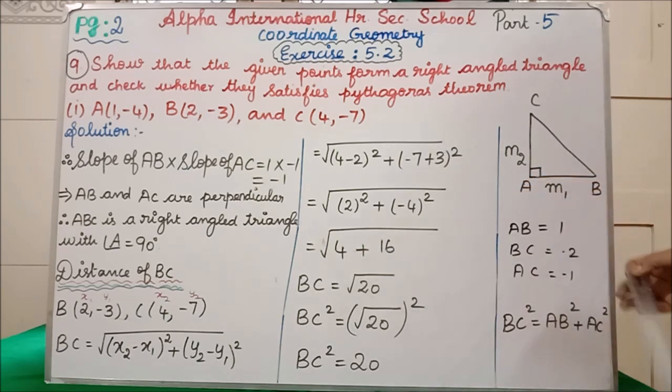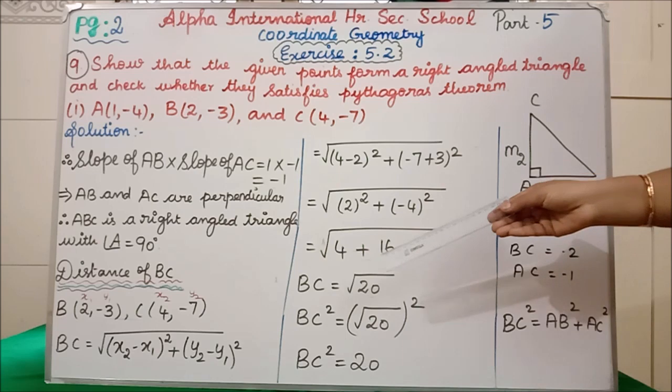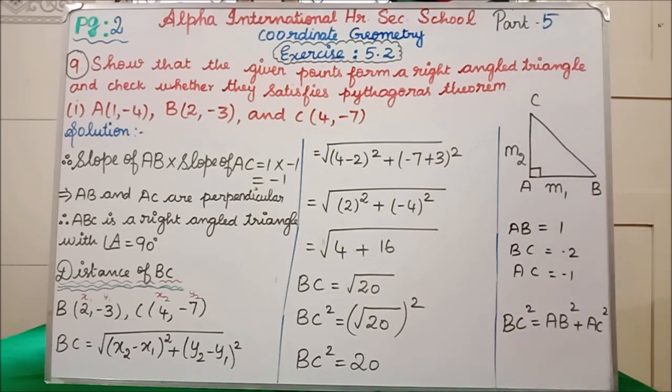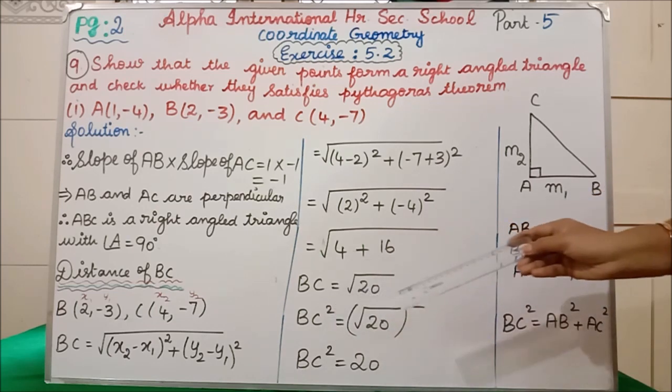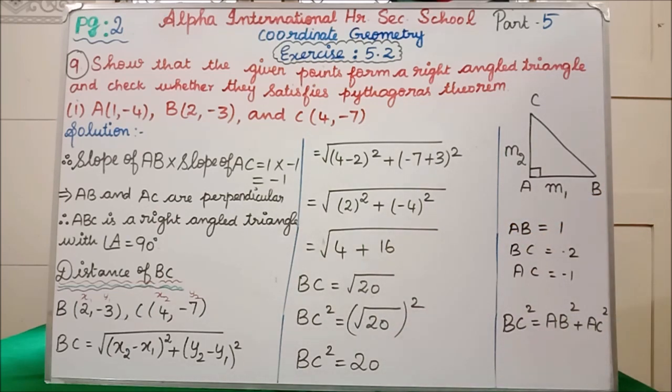We need BC square value only. But we have got BC equal to square root of 20. So to get BC square, we are squaring on both sides. Clear? After this step, how it came means we are squaring on both sides. So that only I have written LHS side also square, RHS side also square. The next step, BC square is equal to only 20. How I have written this means the square and square root get cancelled. So, BC square is equal to 20 we have got. Now, we have got the LHS side as 20.